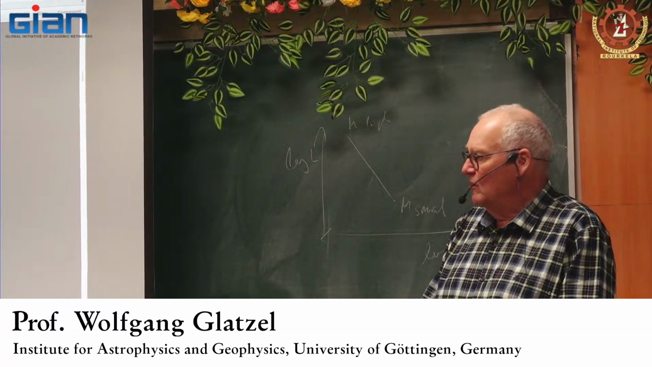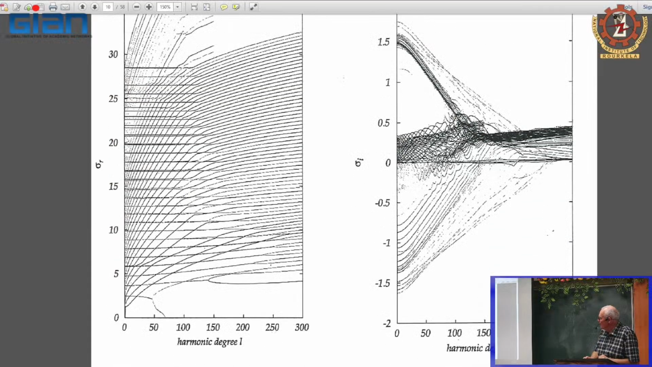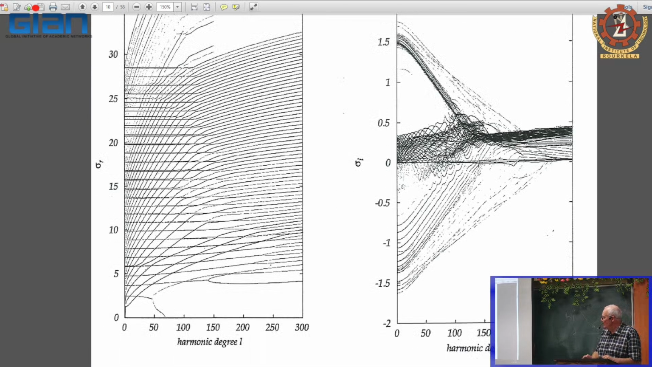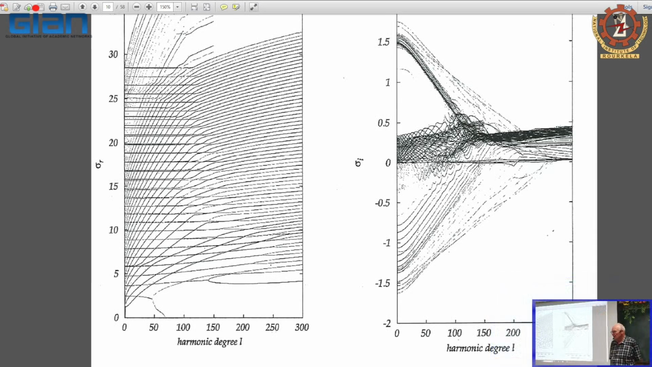It's one of these objects which we have considered before, but now we are applying non-radial perturbations to our model. It's a single stellar model, and we consider the spectrum of eigenfrequencies as a function of harmonic degree. The highest harmonic degree we have here is 300, and it goes to 0, meaning radial perturbations. In the left panel, we have the real part of the eigenfrequency; in the right panel, the imaginary part.